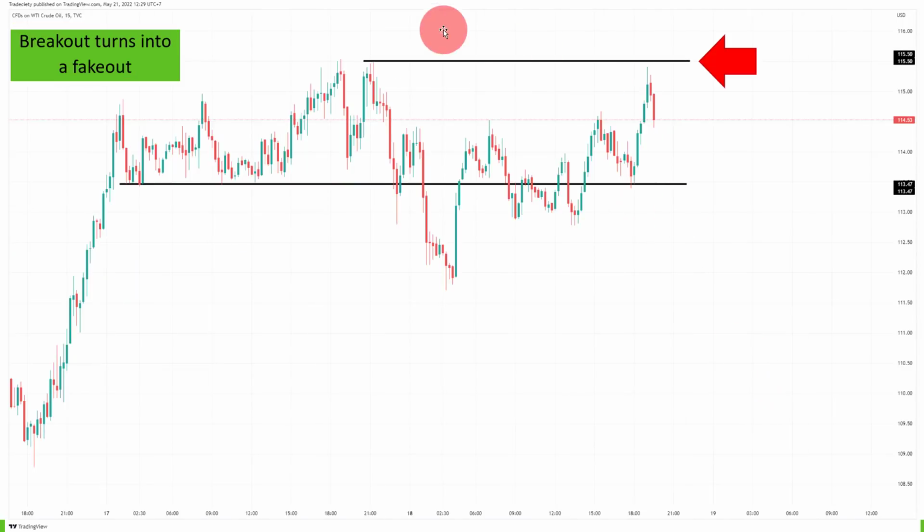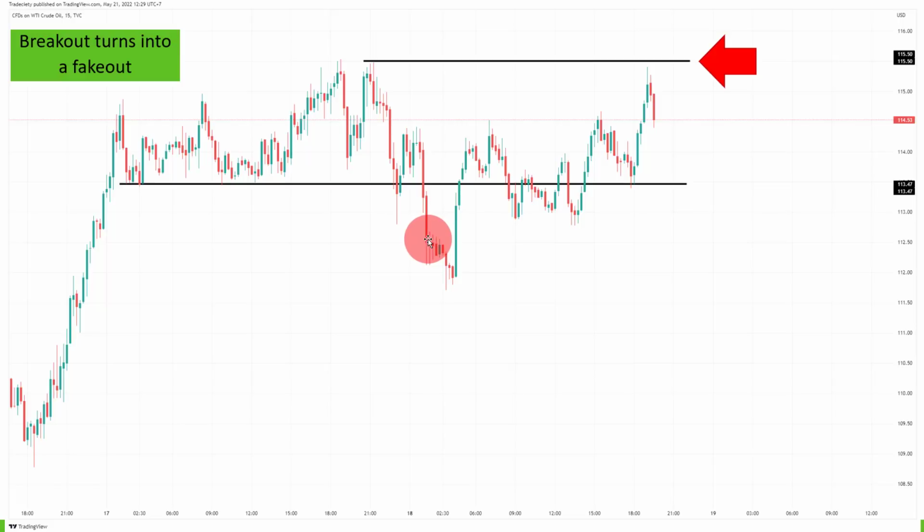But nope. It doesn't work like that. If something is too good to be true, if something is so obvious, then it usually will end up being a bad outcome. And you can see the market reversed all the way back into the previous highs, a very clear level, 115.5.